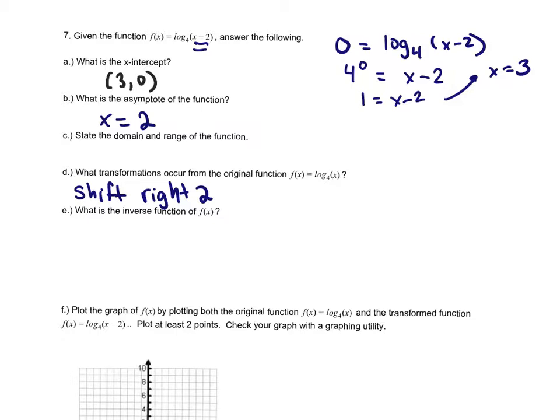So domain and range, remember the range for every logarithmic function is always negative infinity to infinity. And the domain, since we're moving the asymptote to the right, is just going to be that asymptote and bigger, so 2 to infinity.